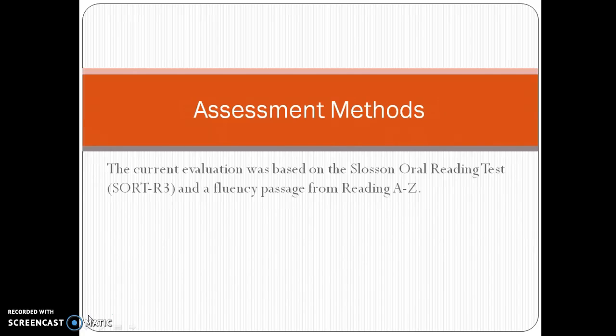Assessment methods. The current evaluation was based on the Slauson oral reading test, known as the SORT R3, and a fluency passage from the Reading A to Z.